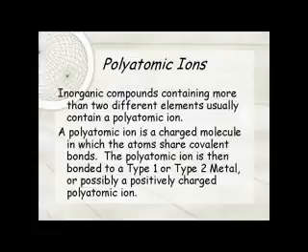Now, a polyatomic ion is a charged molecule in which atoms within the molecule share covalent bonds. The polyatomic ion is then bonded to a type 1 metal or a type 2 metal, or possibly to a positively charged polyatomic ion. Almost all polyatomic ions are negatively charged. There are just a few that are positively charged. So normally when we talk about polyatomic ions, we're talking about polyatomic anions rather than cations. But there are a couple, and we'll learn them. So you have to know the exceptions, and it makes life easier when you do.